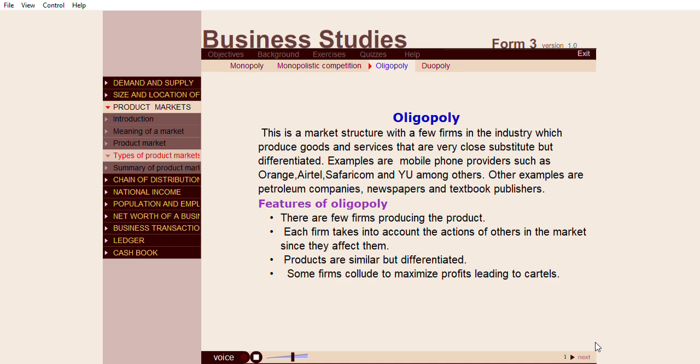Features of oligopoly. There are few firms producing the product. Each firm takes into account the actions of others in the market since they affect them. Products are similar but differentiated. Some firms collude to maximize profits, leading to cartels.